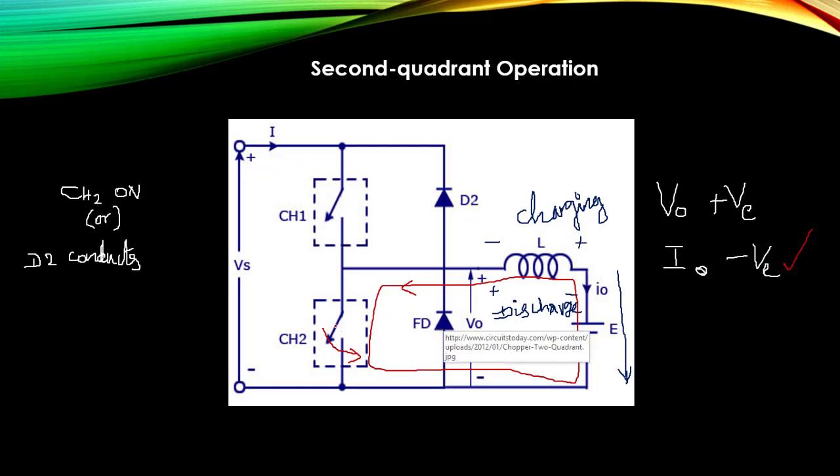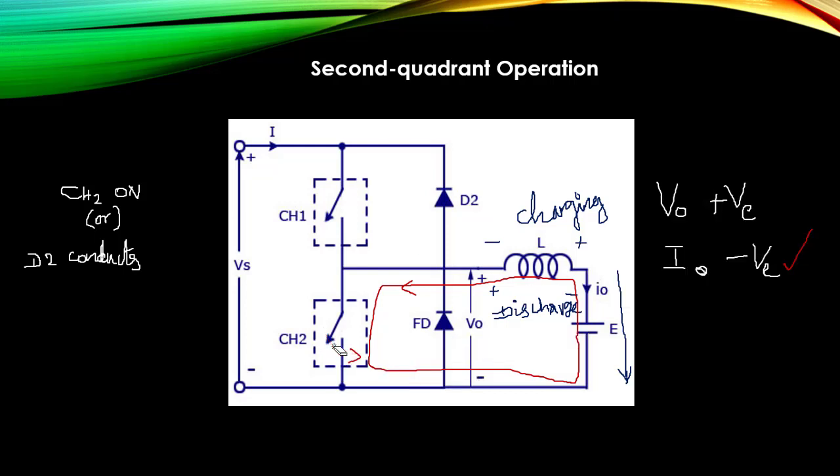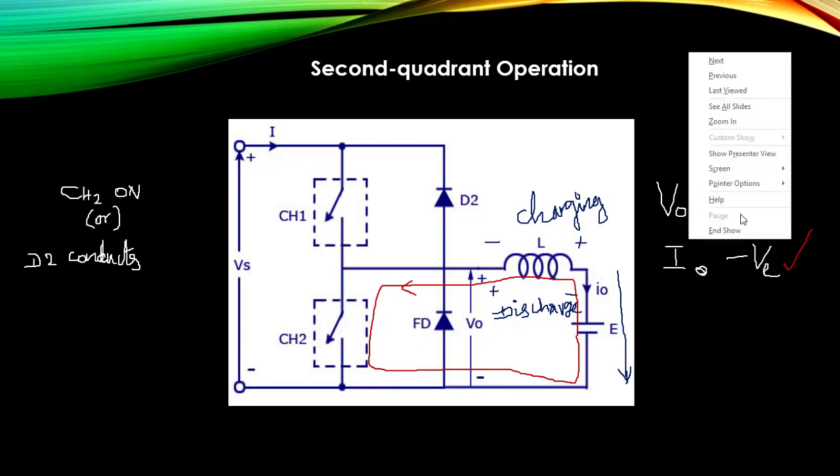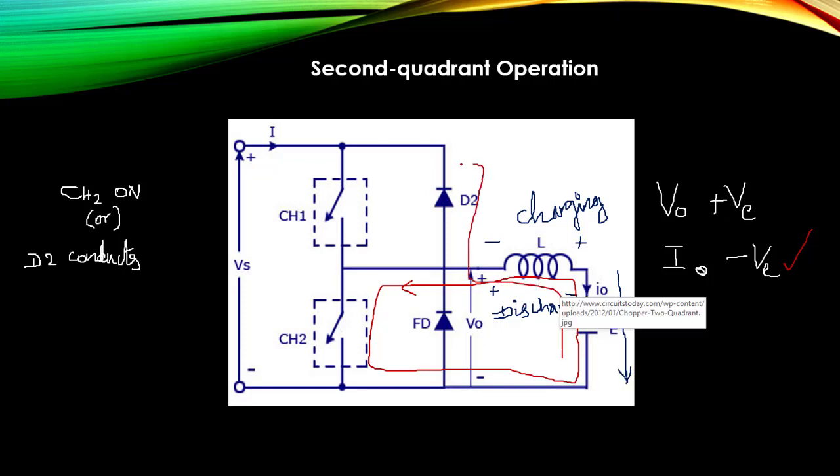Now let us turn off this switch. If you turn off this switch, what will happen? Now we have turned off this switch, so the current path will be like this. This inductor will change its polarity like this during discharging, and it will discharge through this diode D2.